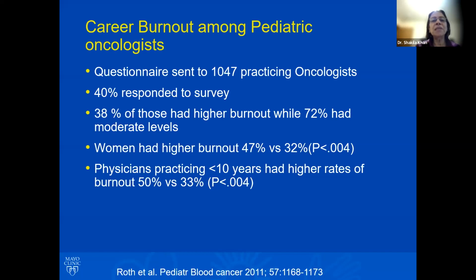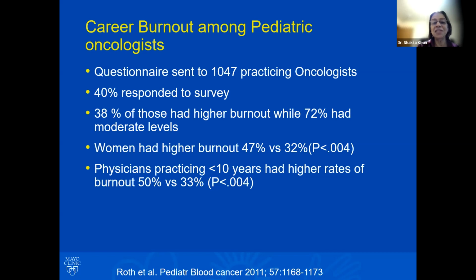Now a little bit about pediatric oncologists. This was done as a survey, published in 2011. I found a more recent study too, which is similar. It says there was a 40% response to the survey. 30% of those had higher burnout, while 72% had moderate levels. And women, again, had higher burnout compared to men.